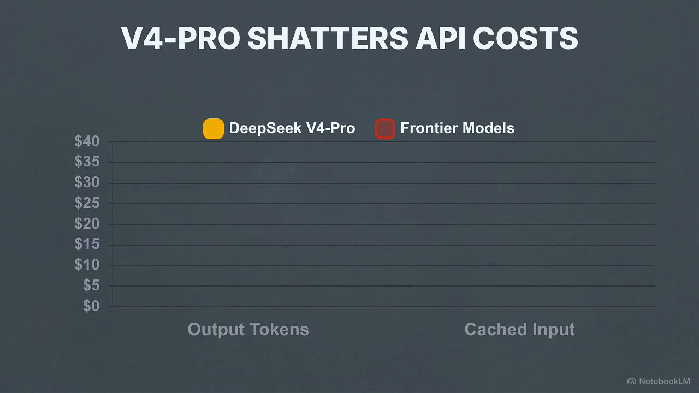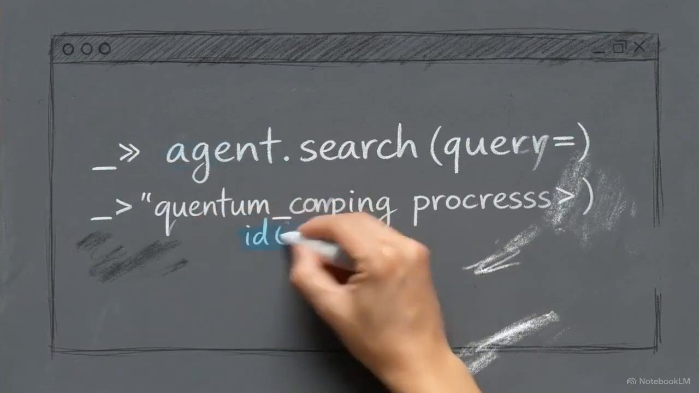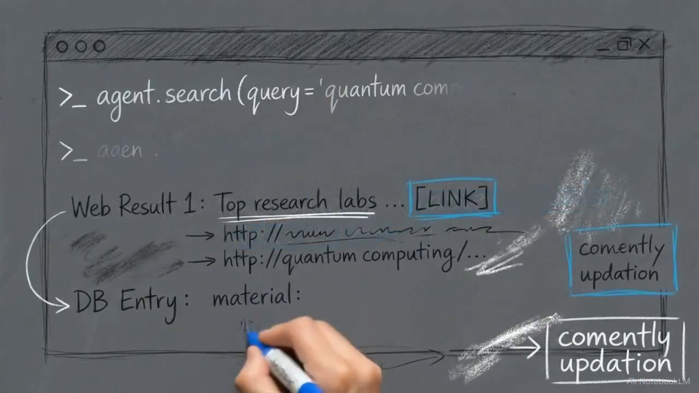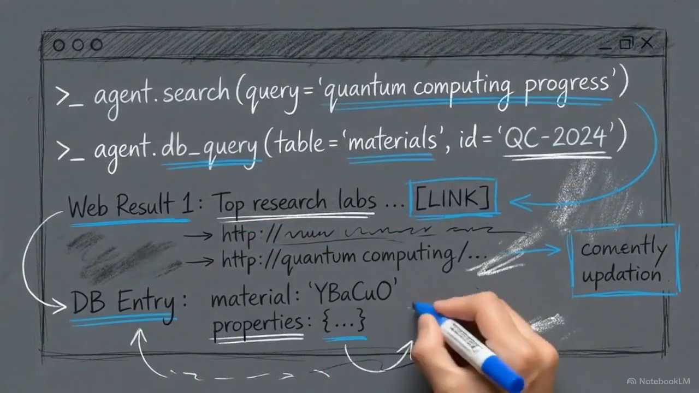The economic impact of V4 Pro is visible in its API cost structure. It charges $3.48 for output tokens and just 14.5 cents for cached input, compared to $30 or more for models like Claude Opus or GPT 5.5. This cache hit pricing makes repetitive system prompts and recursive tool calling cycles extremely inexpensive to run at scale.